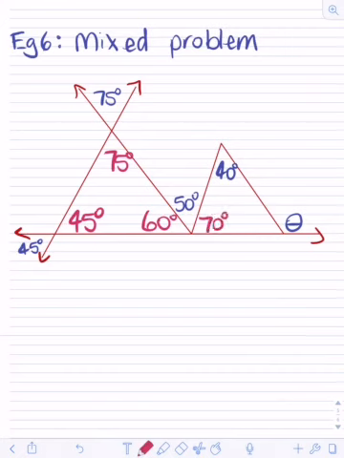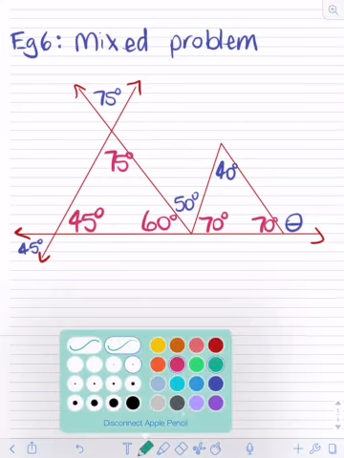Now again, moving on, I have another triangle, my second triangle, which I can label there. That must equal 180. I already have 70 and 40. So 70 plus 40 will give me 110 again. How much more do I need to get to 180? I need another 70 to get to 180.